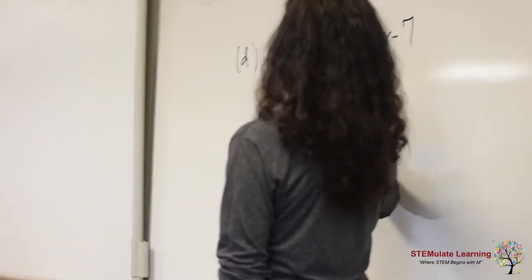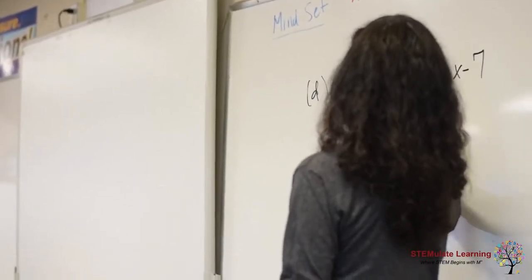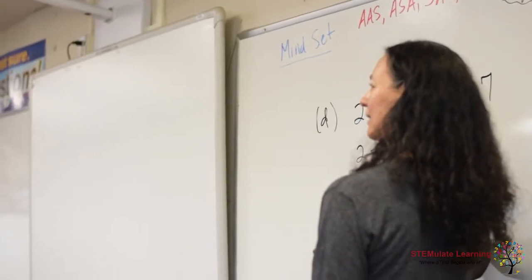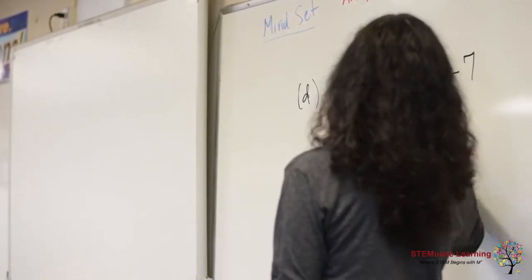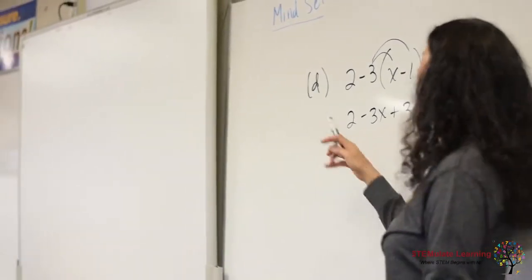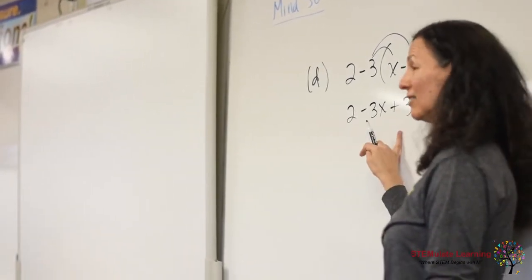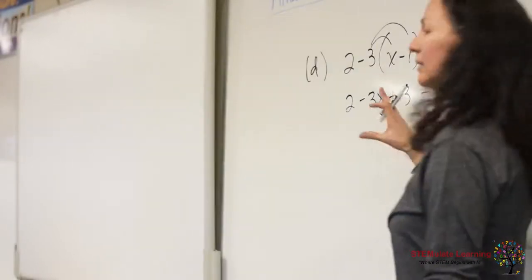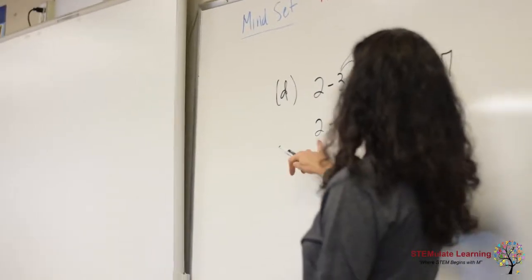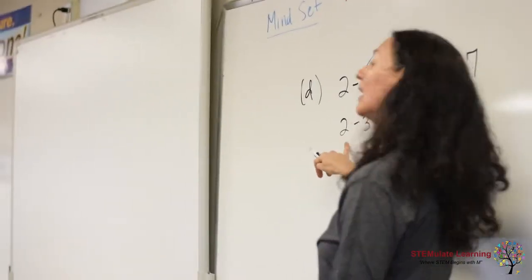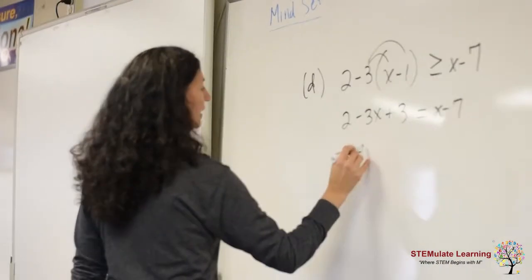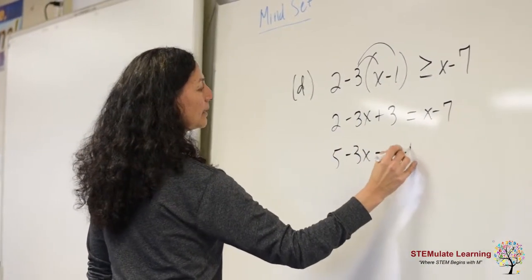Minus. So let's see, negative 3 times negative 1 is plus 3, equals x minus 7. All right, ready? Combine like terms. I have 3 terms, and I can combine 2 out of the 3. Which 2? The constant terms, right? So 2 plus 3 is 5. 5 minus 3x equals x minus 7.